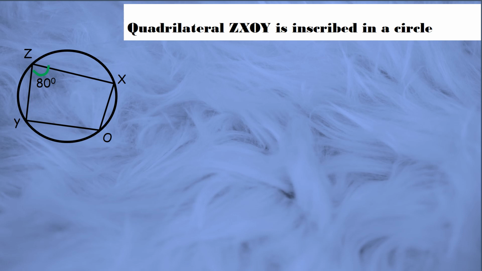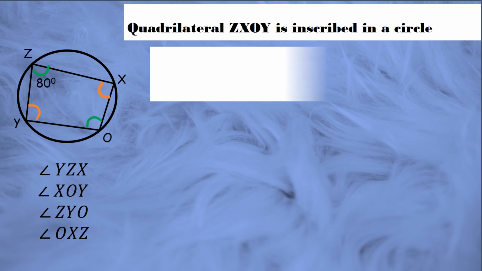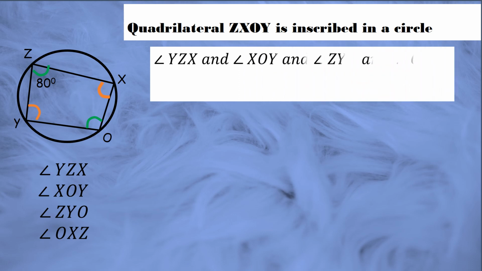So, ito yung first angle, angle YZX. And ang ka-opposite niya ay angle XOY. So, yan ang first pair. Yun ang tinatawag nating opposite angle. 1 pair of opposite angle. Then, the other pair, okay, so meron tayong angle ZYO. At ang kapartner niya ay angle OXZ. In short, angle YZX and angle XOY and angle ZYO and angle OXZ are opposite angles.